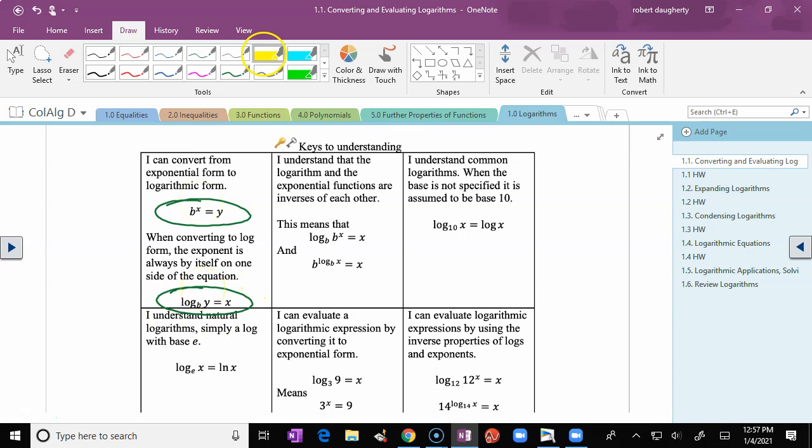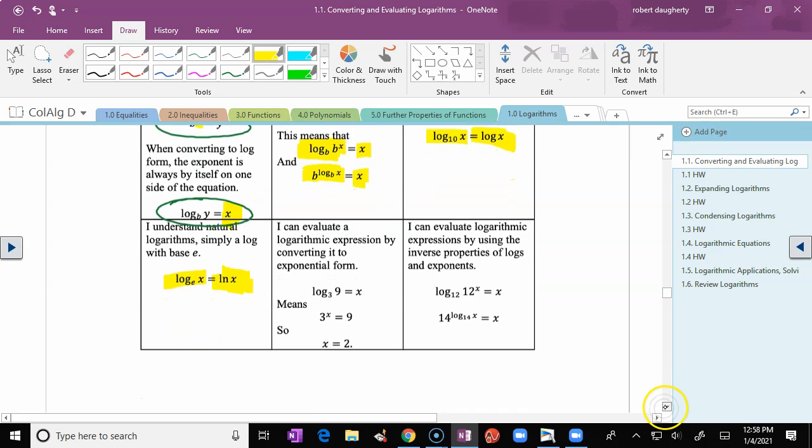The key is in exponential, you know where the exponent is. You've known that since middle school. In log form, that exponent gets moved all the way to the other side of the equal sign, all by itself, okay? The other thing, when you see log b of b to the x, that answer is x, okay? b to the log b of x, that is x. These are inverse functions of each other. When you see a log with no base, that log is base 10. When you see natural log, that means log base e, okay? And you should be able to evaluate expressions based on that.